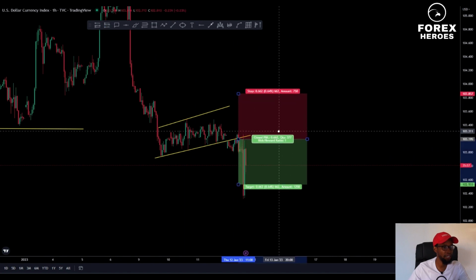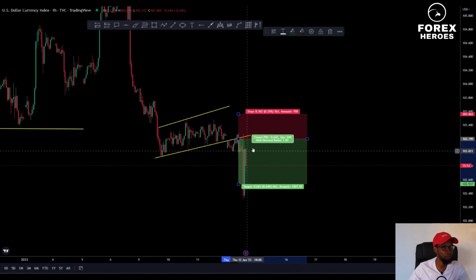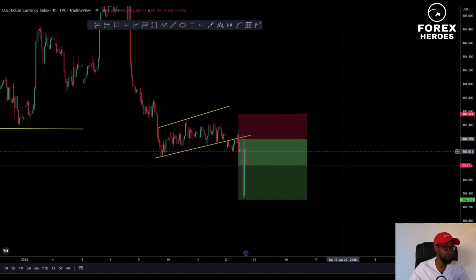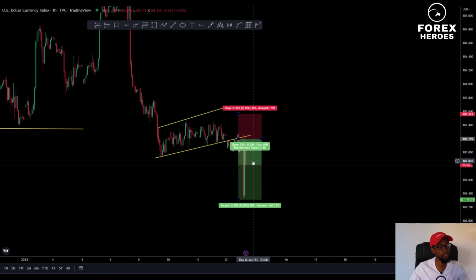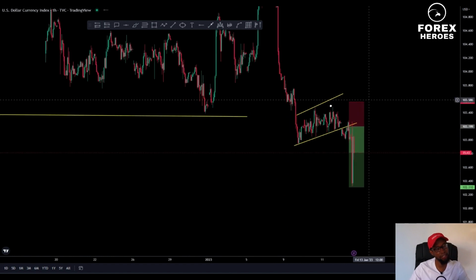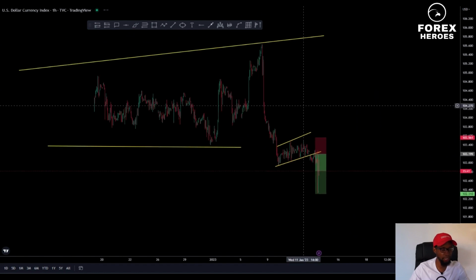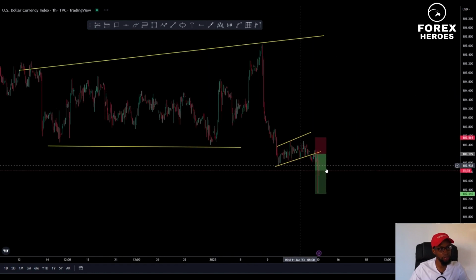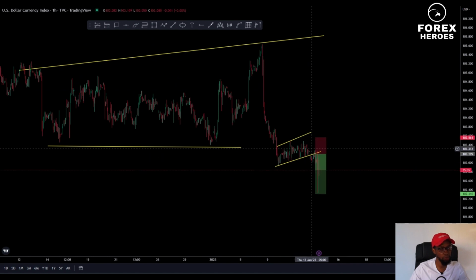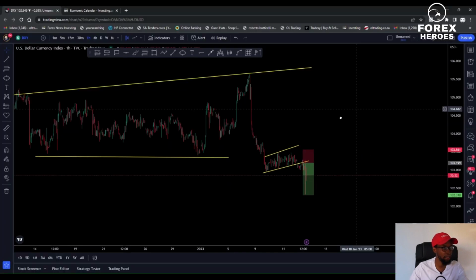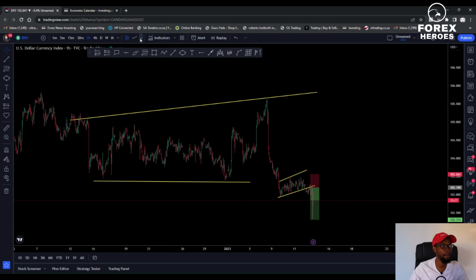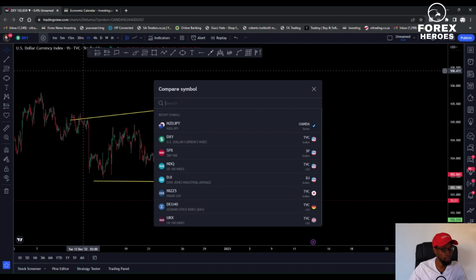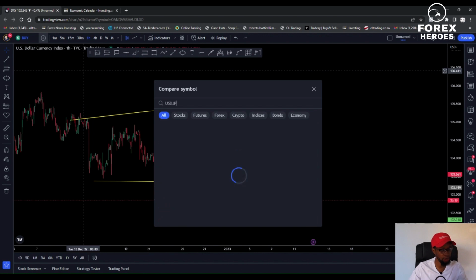So we took our entry around here and our stop loss here. This is for the dollar index. That's how we managed to see that yes, indeed, it's pushing to the downside. But remember, we don't trade the dollar index, we trade the currency pairs. So I just want to show you how we're able to spot that this will eventually go into the pairs. So I can just compare USD JPY.